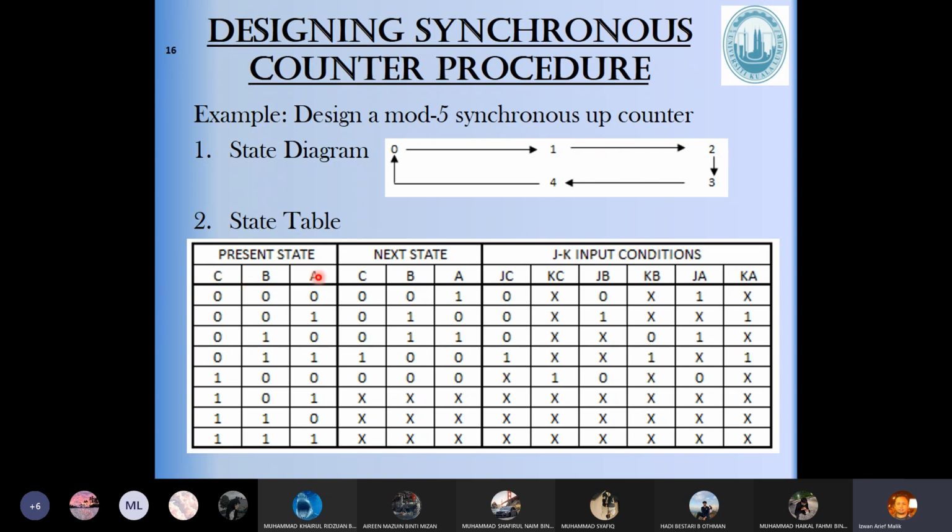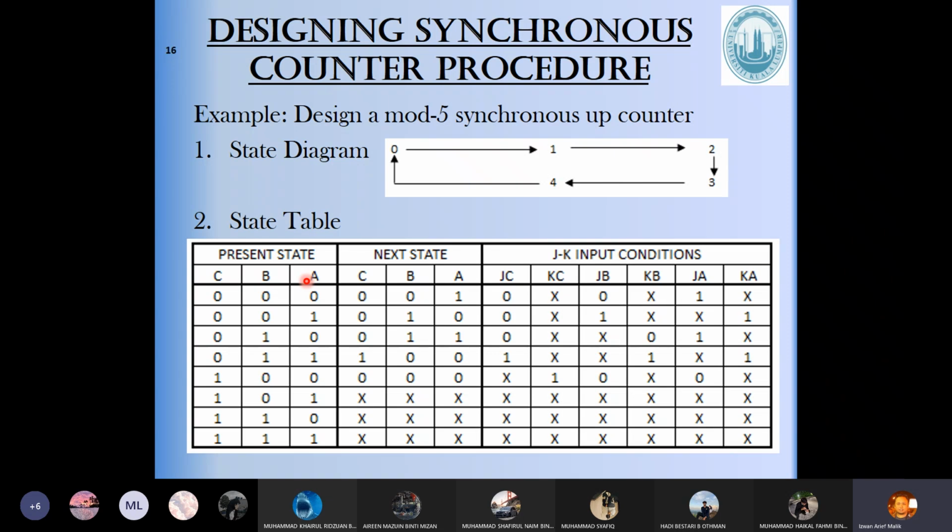Or if you want to use ABC, that's fine. But that is your preferences, sorry. You can use ABC, CBA, XYZ, ZXY, or ZYX. But make sure once you use ABC, then the rest of the truth table and the K maps you must also use the same ABC ordering.